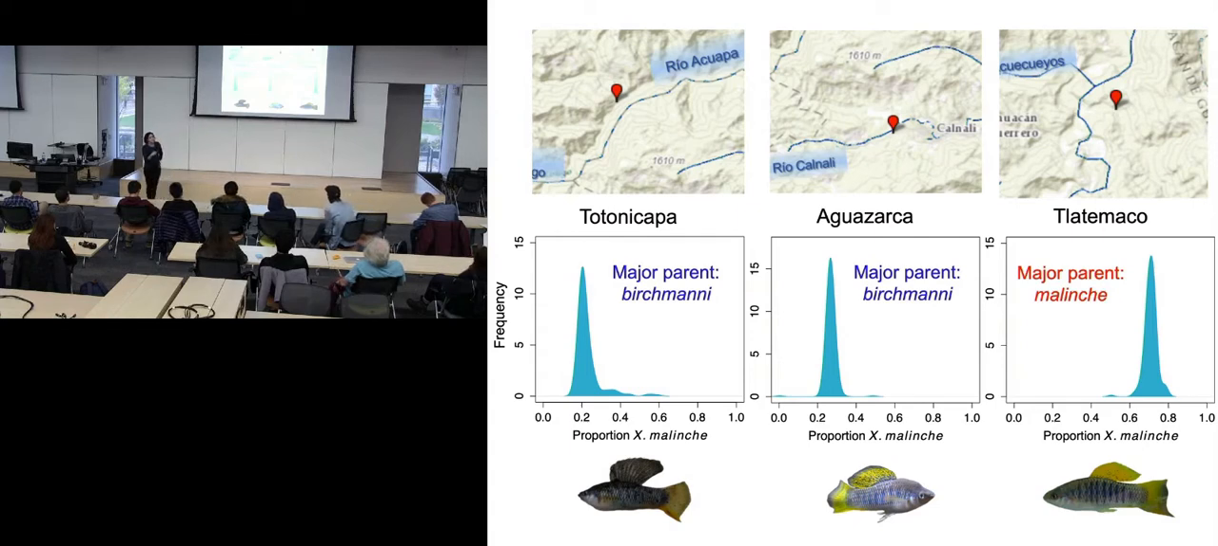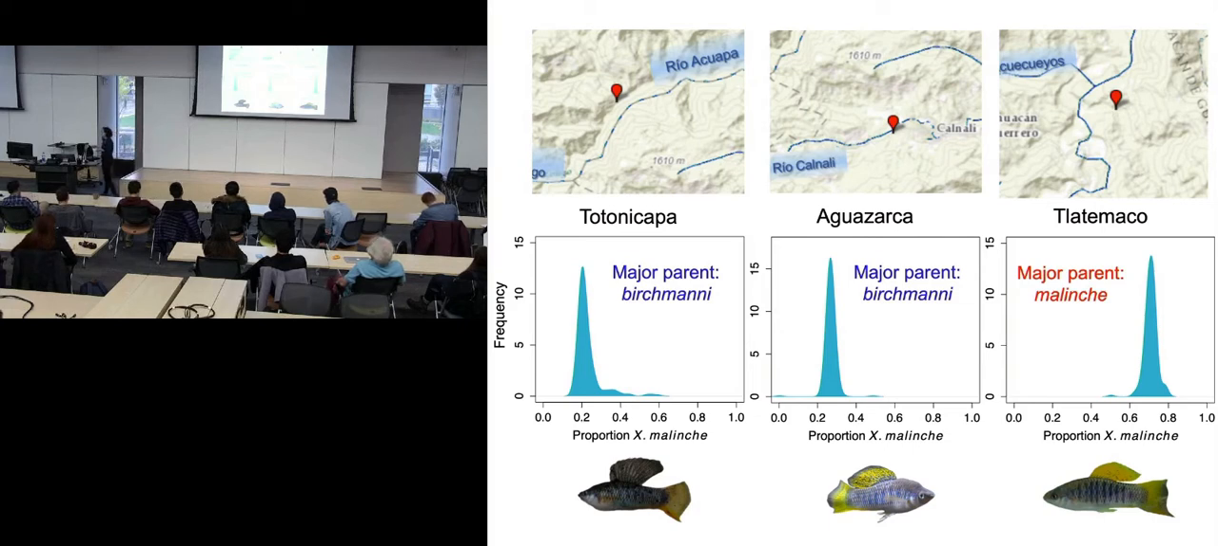And we can also see some hints of differences in demography here, where this population appears to have more variation in ancestry. And we can dig into the ancestry calls in those individuals and see that they're the offspring of migrants from the Malinche population and the resident hybrid population. So that allows us to sort of understand some of the population history in more detail.